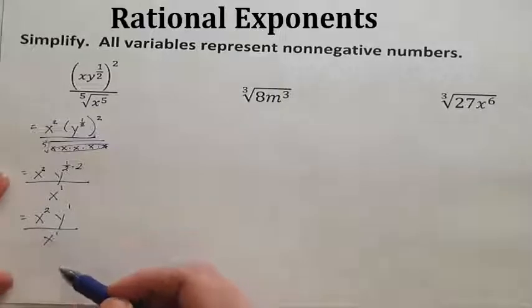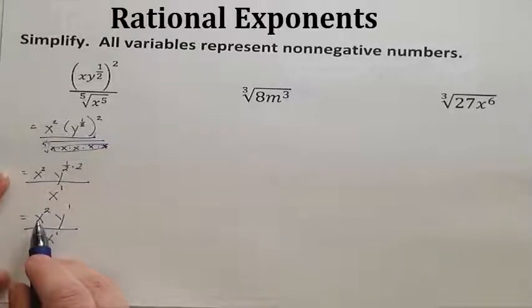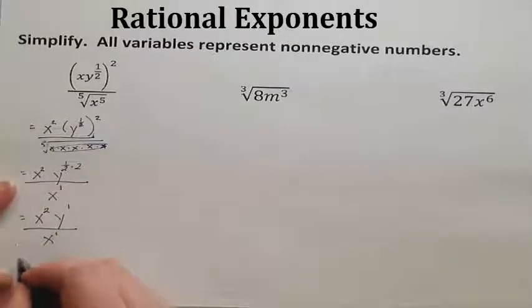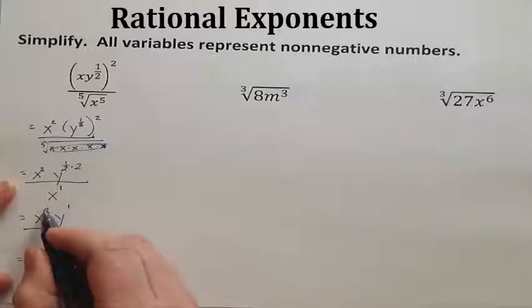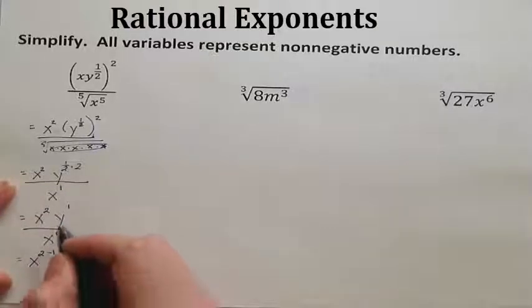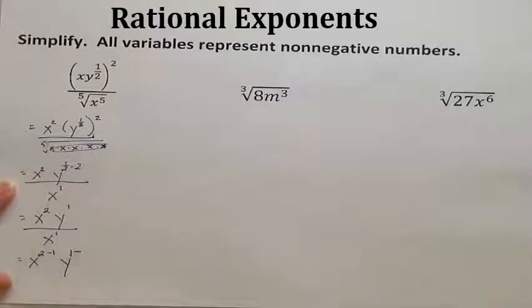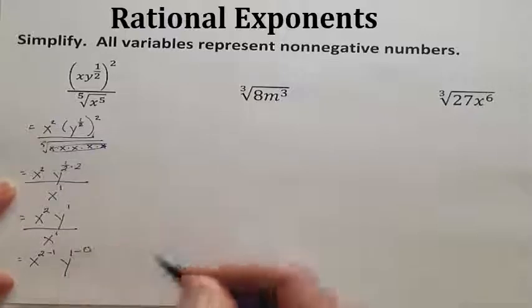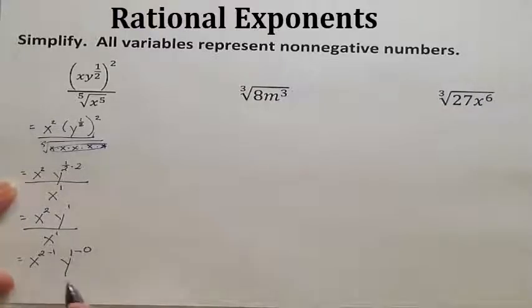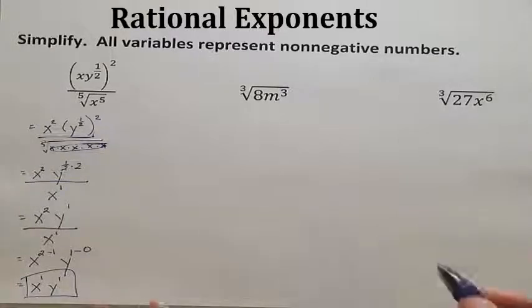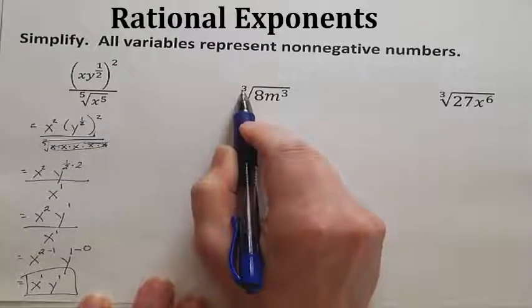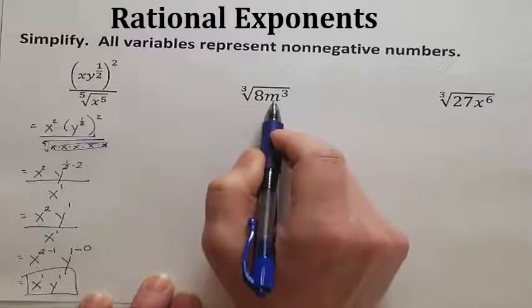However, I do see same bases. If I see the same base of x on the top and the same base of x on the bottom, we're going to subtract. So this is x to the top minus the bottom. My y's, the top minus, is there an exponent on the bottom? There isn't. So there was 0 because there's no exponent on the bottom. So what is my final answer? I end up having x to the first power and y to the first power. And I'm done.